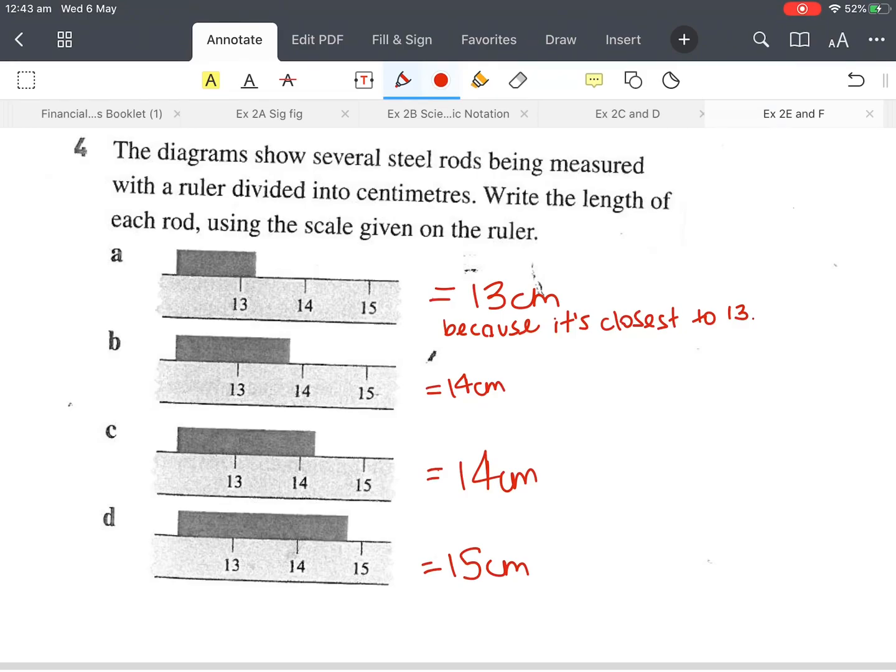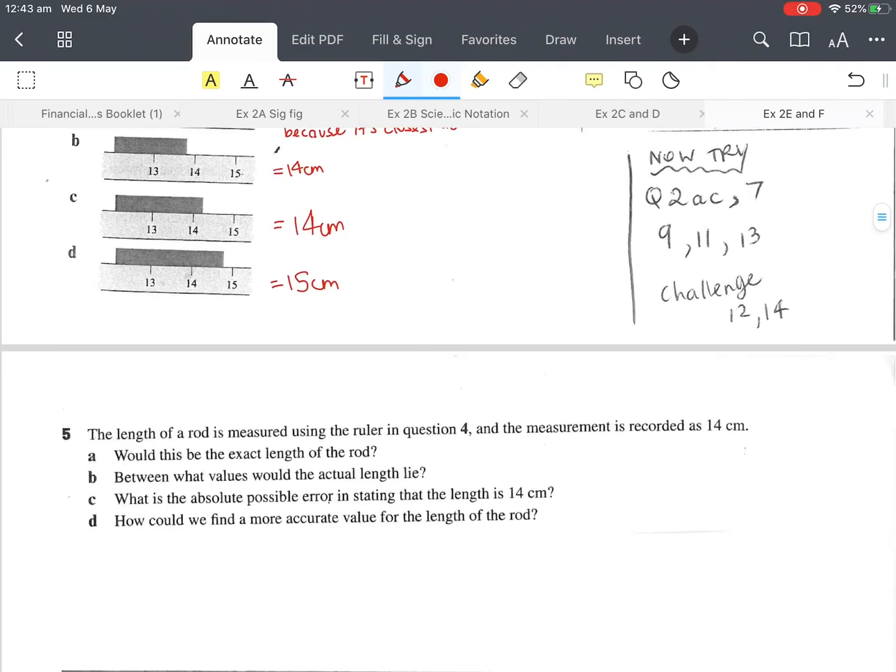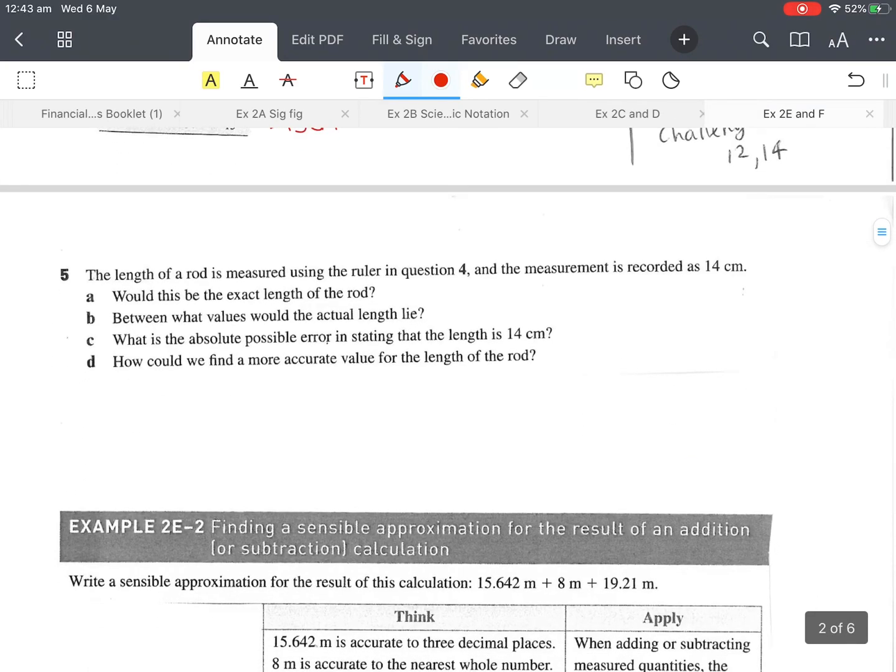4B, it's not quite at 14 yet, but it's closer to 14, isn't it, than 13? So your answer there is going to be 14. Question C, again, that one's closer to 14 than it is to 15, so therefore your answer is 14. And in D, the rod is closer to the 15 than it is the 14, so your answer there is 15. All right, so that's just rounding to the nearest number, pretty much.